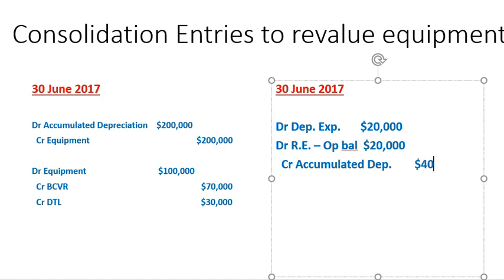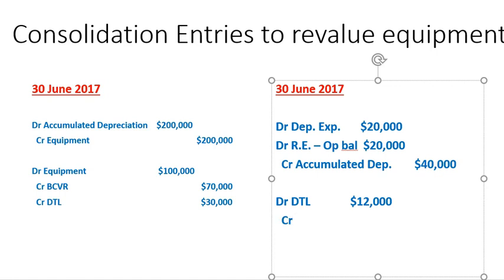So that's $40,000. So we also need to recognize the tax effects for this. So we will need to debit our DTL by $12,000. And that's because we now have $40,000 of accumulated depreciation. And so we need to be reducing our DTL by 30% of that $40,000. So that comes to $12,000. We need to be careful here as well.